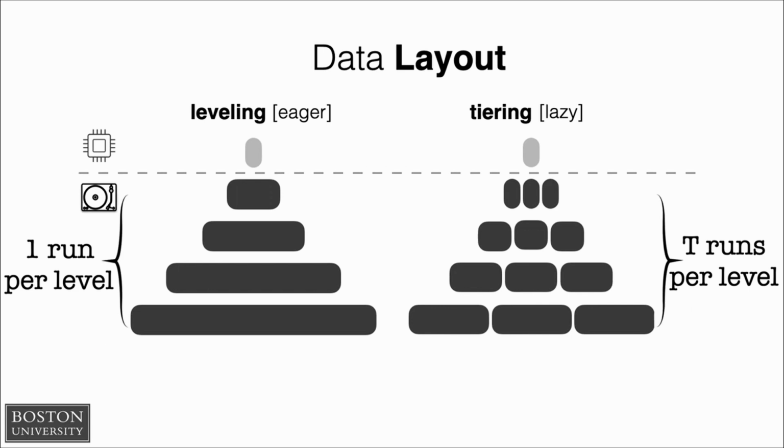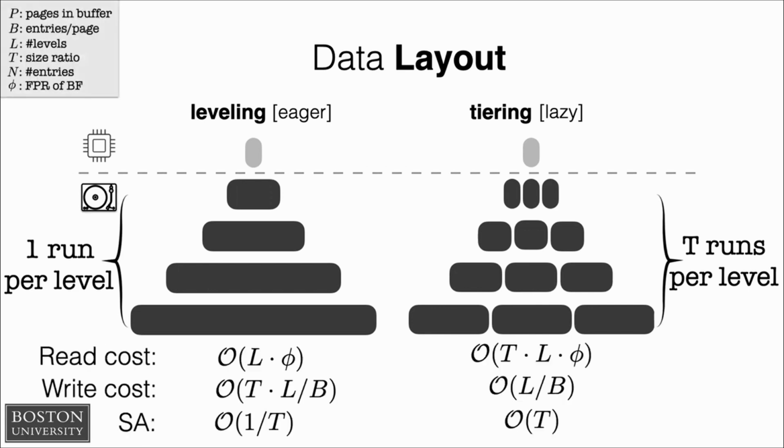So at one end, big-O notation wise, you can see the size ratio actually plays a role here. You can see that the leveled design has a read cost that is T times cheaper as compared to its tiered variant, whereas the tiered design has a write cost that is T times cheaper than the leveled variant. And space amplification wise, there is a factor of T squared between a leveled and a tiered LSM design, tiered having a higher space amplification.